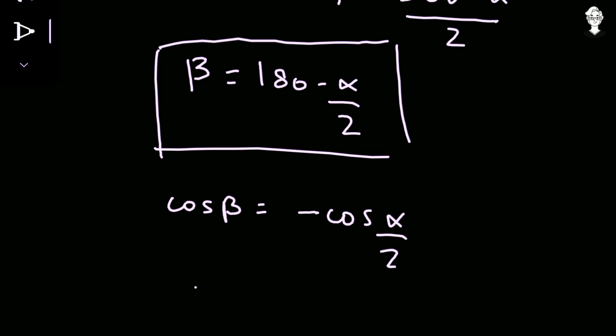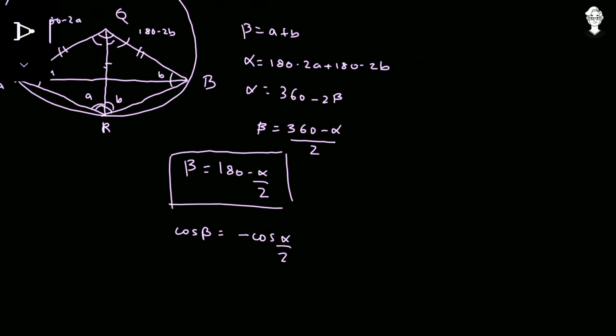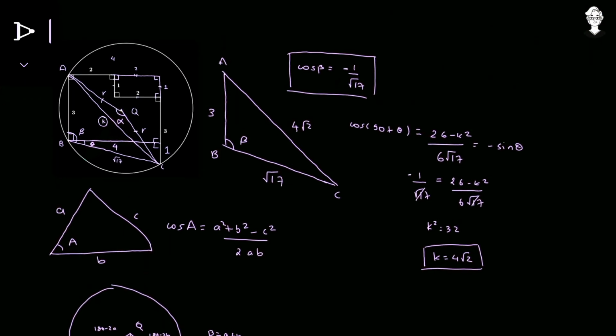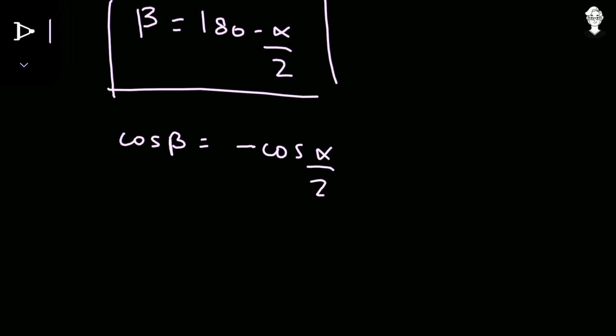You can just use that trigonometry identity, cos of a plus b is cos a cos b minus sin a sin b, and here it is negative, so cos a cos b plus sin a sin b, so as to get that cos of (180 minus alpha) upon 2 is negative cos alpha upon 2. Now look carefully, we have the value of cos of beta over there, that is negative 1 upon square root of 17. So instead of cos beta I will put its value, negative 1 upon square root of 17, and that is negative cos of alpha upon 2.